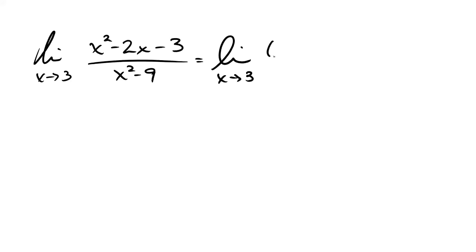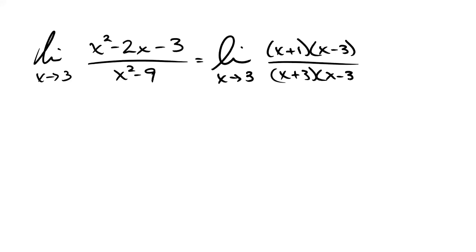factor the numerator, which would become x plus 1 times x minus 3, and the denominator x plus 3 times x minus 3. What's great about this is we see that the x minus 3's divide out, leaving us with the limit as x approaches 3 of x plus 1 divided by x plus 3.